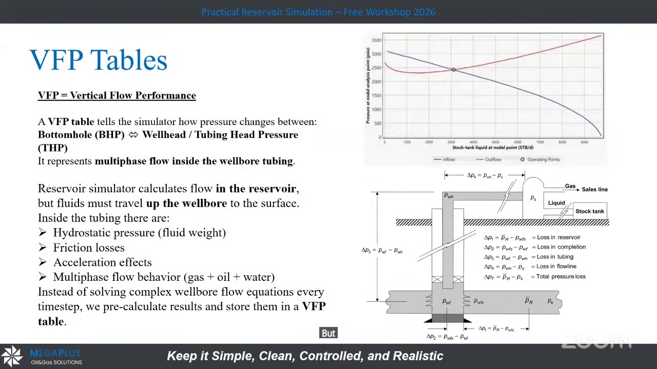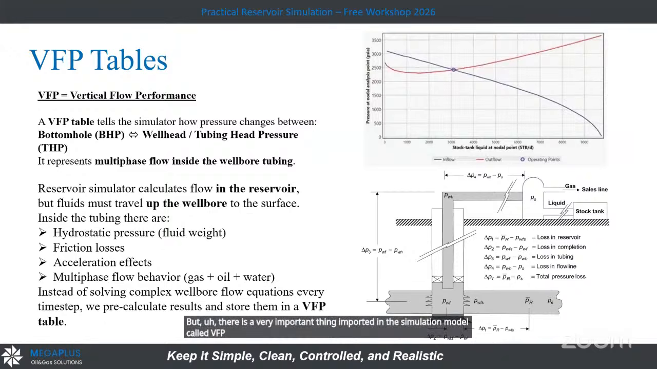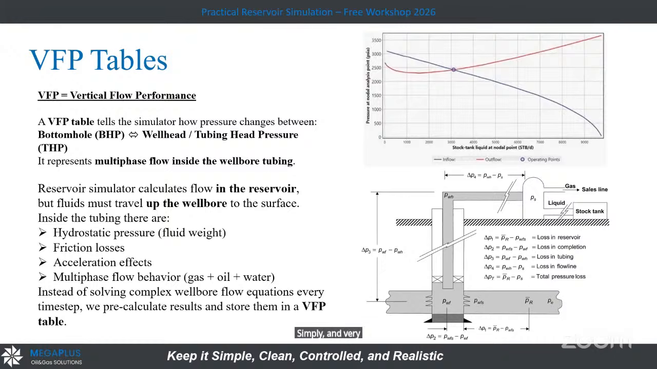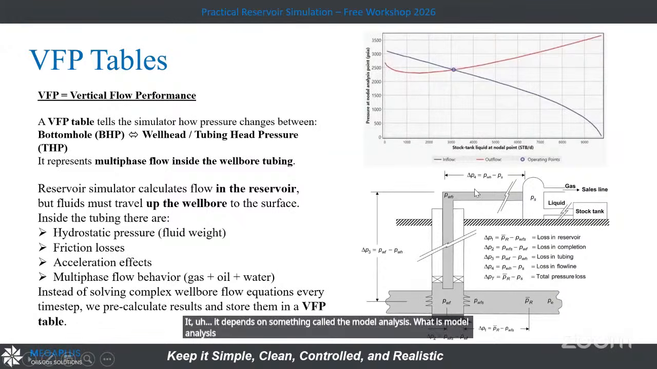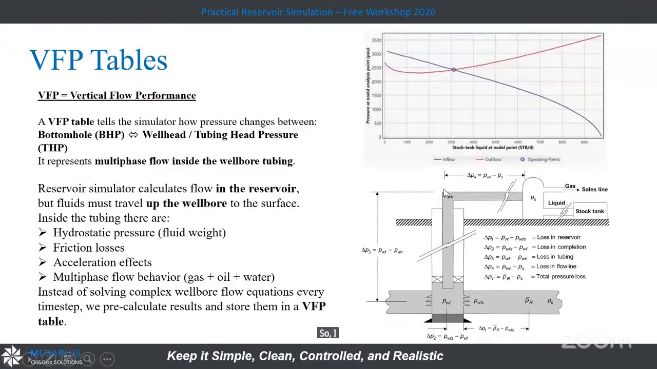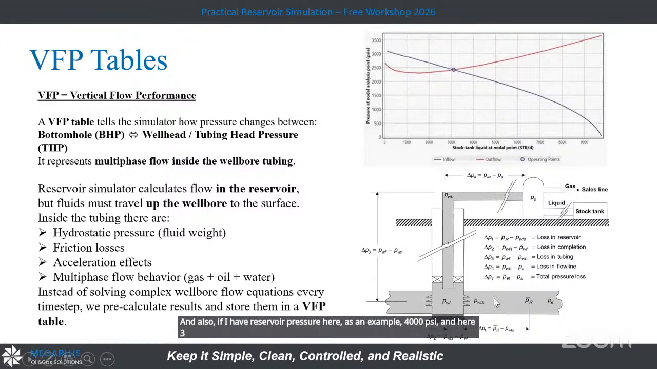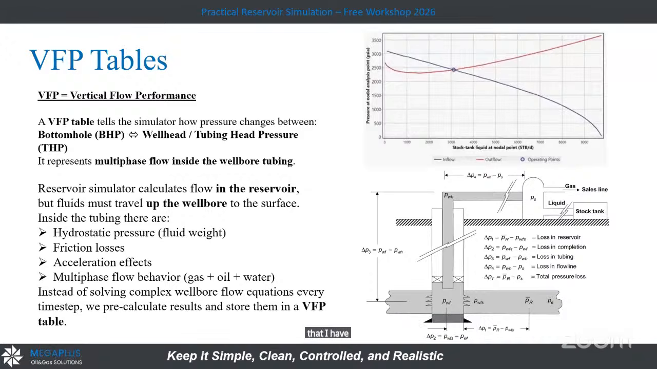But there is a very important thing imported in the simulation model called VFP tables. Very simply, the VFP tables depend on something called nodal analysis. What is nodal analysis? If I have the pressure downhole in the well, I can expect the pressure at the wellhead, rho g h, very simple. Also, if I have reservoir pressure, as an example, 4,000 psi, and here 3,000, so I have a delta P of 1,000 psi. I can expect that I have a skin in this well.